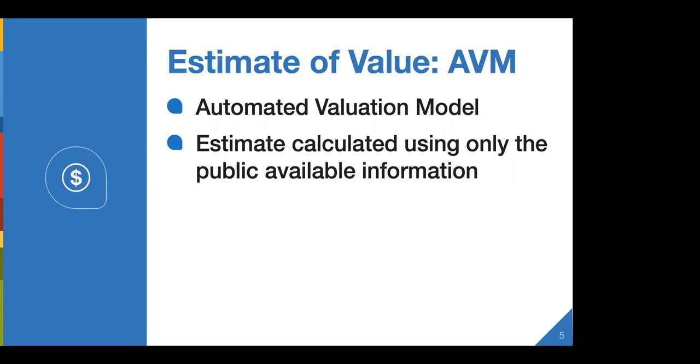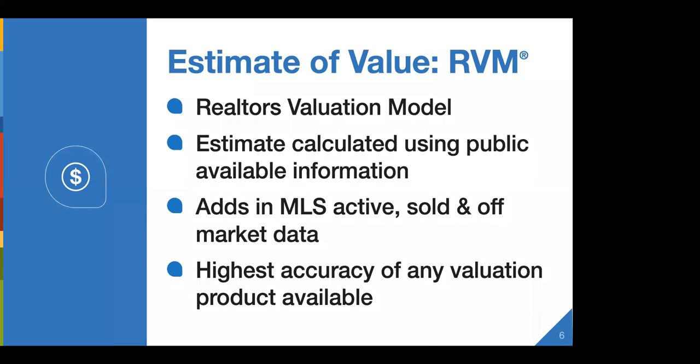So these values are really important to today's consumer. In RPR, we also have estimates of value, which we call the RVM, or the Realtor's Valuation Model. This is a market value estimate that's calculated using publicly available information. And then we also have that layer of MLS, active, sold, and off-market data available as well. This is the highest accuracy of any valuation product that's available. So you will see these AVM fields within RPR.